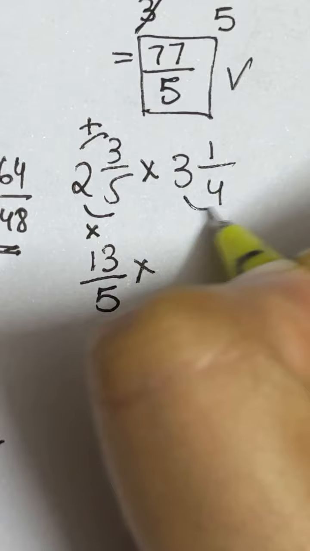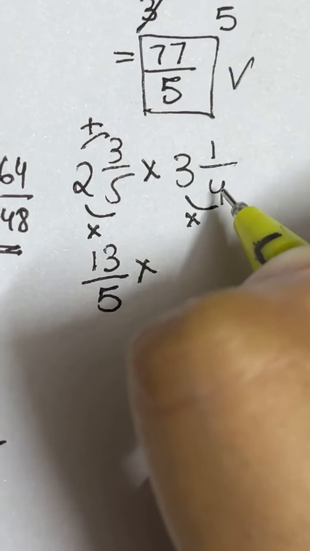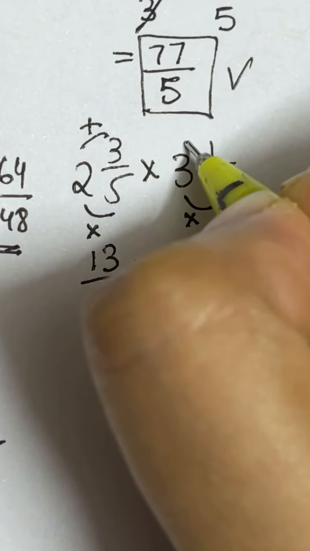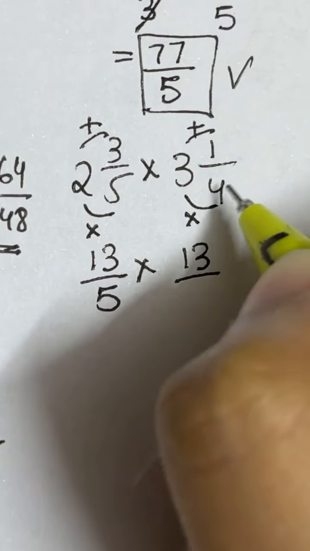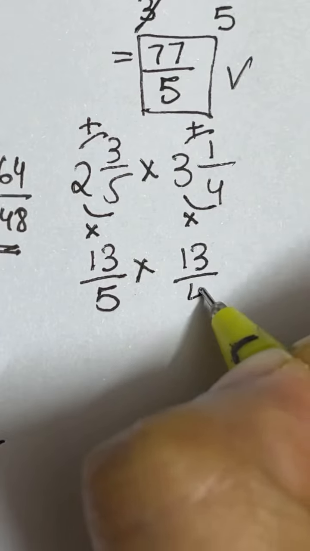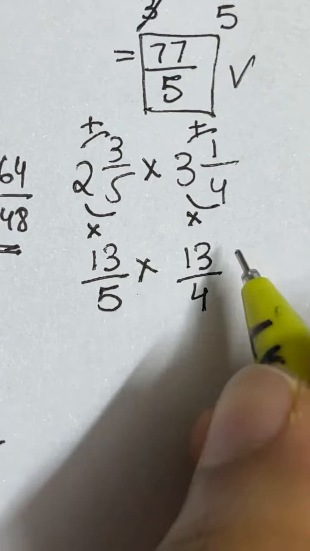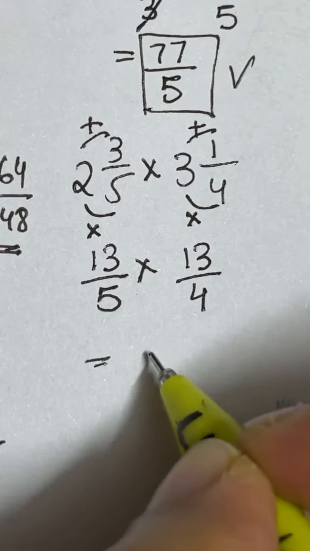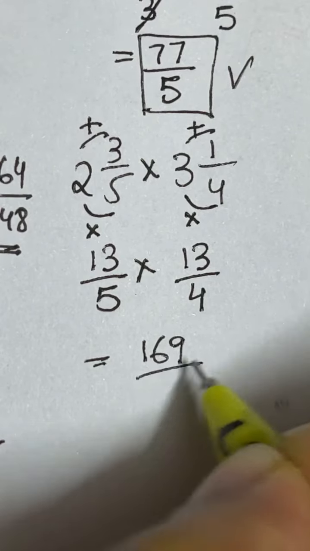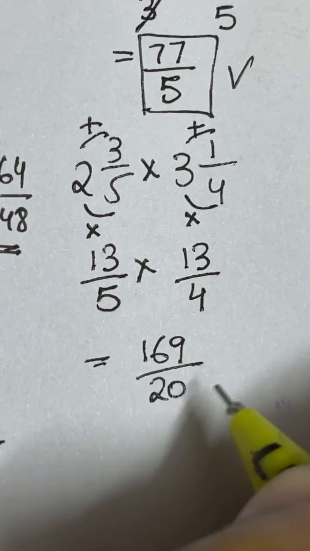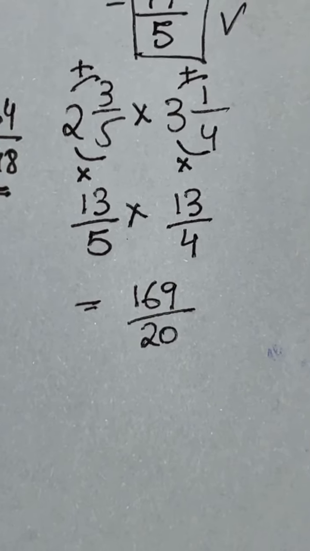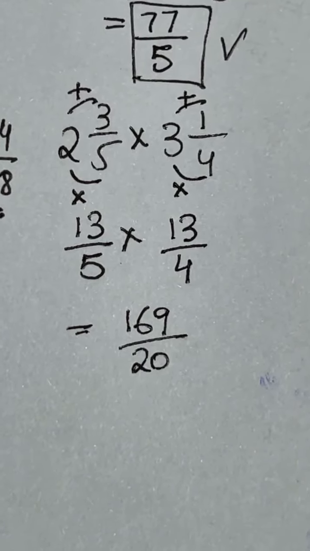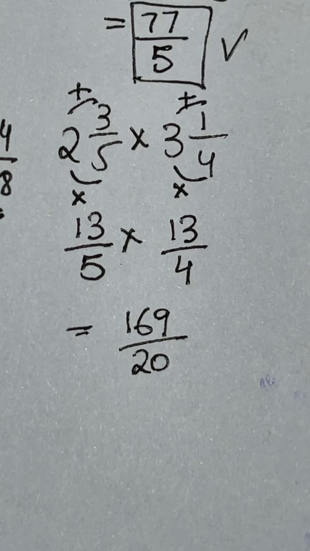Now 4 times 3 is 12. 12 plus 1 is again 13. So you have 13, but the denominator here is 4, so you write down 4. 13 times 13 is what? 13 times 13 is 169. 5 times 4 is 20. And how are we going to convert this back to a mixed number? If you want the answer as a mixed number, you just divide and you can use QRD.